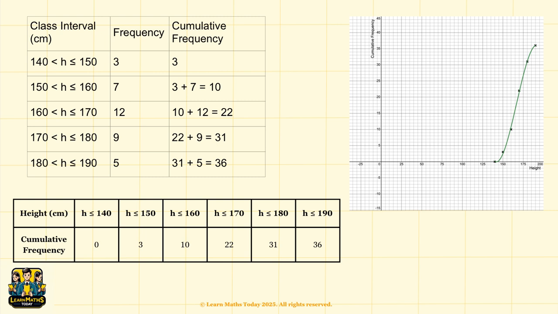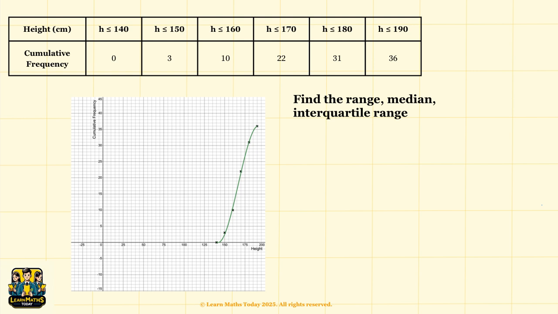Now that we have the cumulative frequency diagram, how do we find the range, the median, and the interquartile range? Finding the range is easy. We know that the highest height here is 190, and the lowest height is 140. So the range is simply the difference between them, which gives us 50.